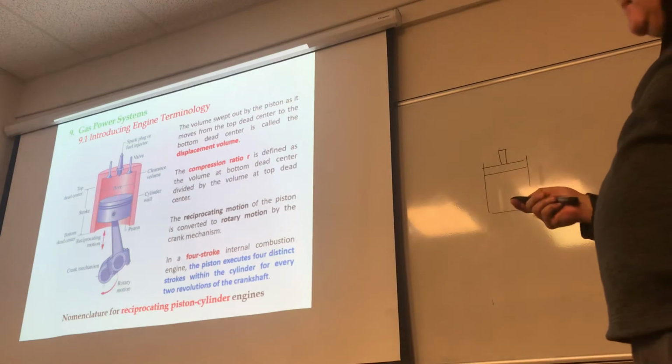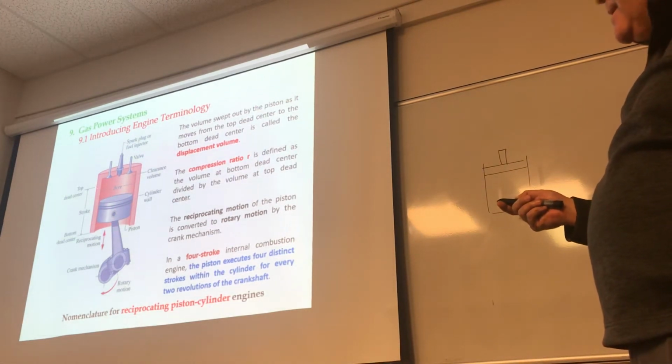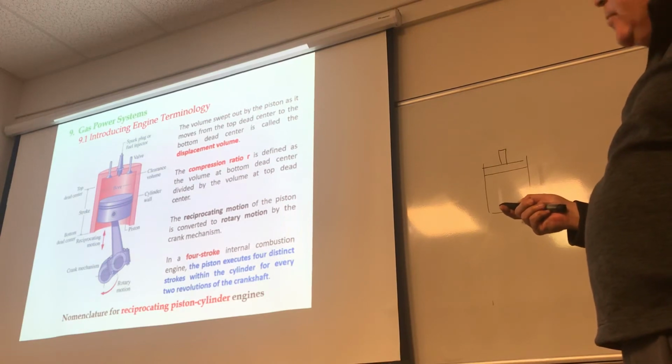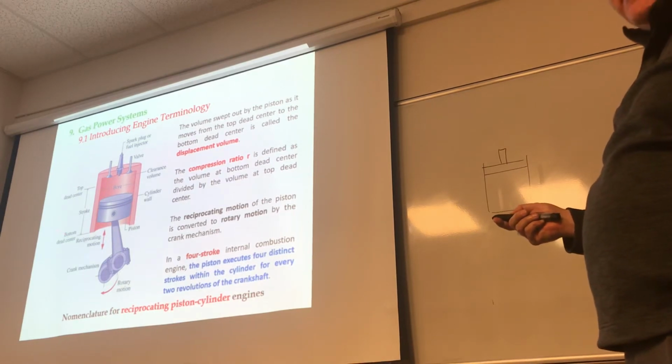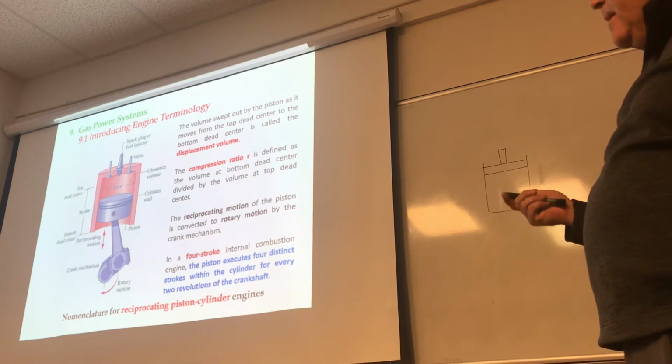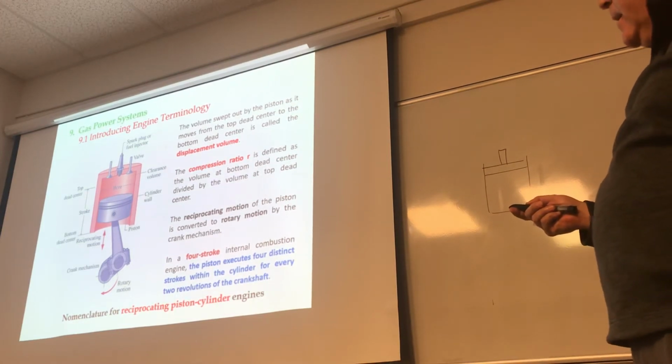Some of the terms that are really important: when the piston is at this upper part right there, obviously it does not get all the way here. There is a minimal volume that remains. We call this the top dead center. When it's all the way down, it is at the bottom dead center, okay? The diameter of the cylinder is called the bore, and the clearance volume is the volume when the piston is at the top dead center.